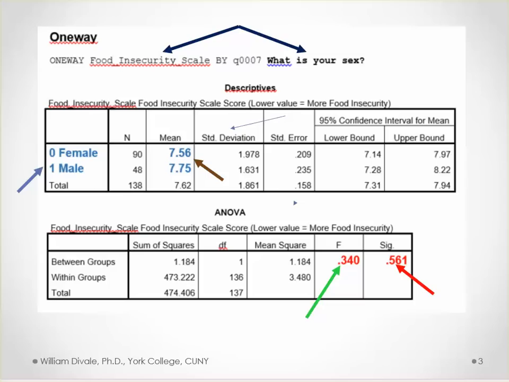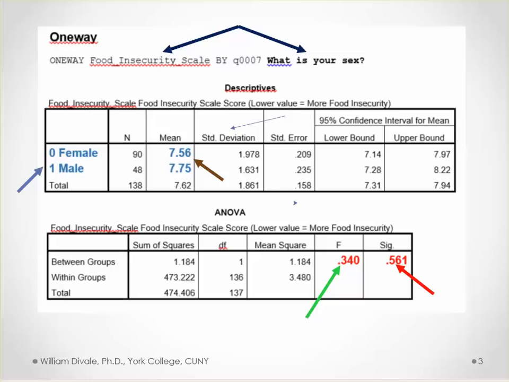So in other words, even though we find a difference between men and women in their food insecurity, this difference we found would happen 56% of the time. In other words, it's probably just due to sampling error of the particular sample of 138 people that we had here. So the difference is not statistically significant.